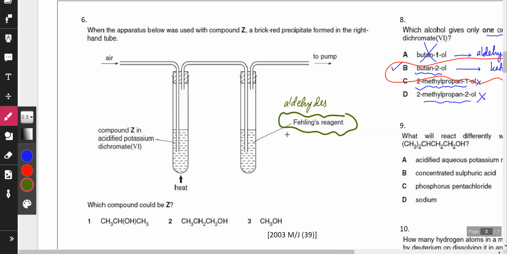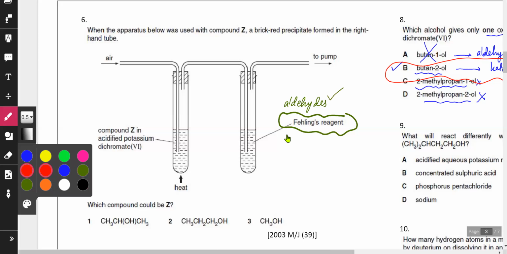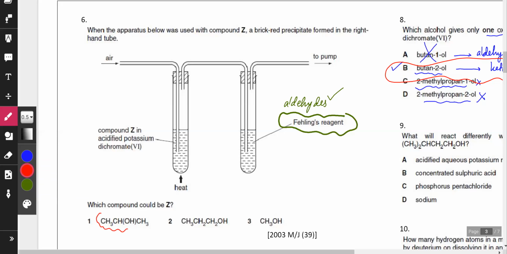And he's saying that a brick red precipitate was formed, which means there's got to be an aldehyde over here. Ketones don't get oxidized, and I don't think he mentioned anything about potassium dichromate changing color. So what could compound Z be? Here's what type of alcohol is this? Can anyone guess what type of alcohol is this molecule over here? Primary, secondary, or tertiary?